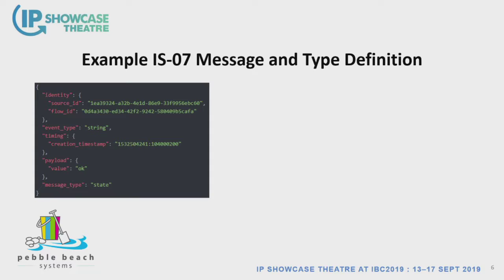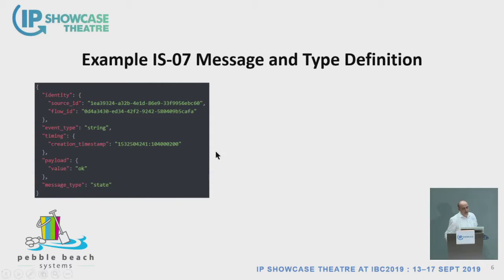So this is, let's say, an average message. There is the identity part, which defines the source and the flow IDs for the message. There is the event type, timing information. In this case, we just have the creation timestamp, which is when the message was created. And there is the payload. In this case, it is a string saying OK. So this would probably be a status signal from a device saying that everything's fine. And there's the message type just saying that this is a state message to differentiate from some other auxiliary messages.